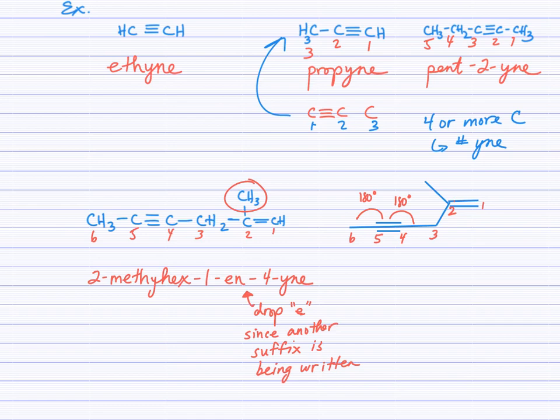Okay, so just to finish numbering this, you can see carbons numbered from the right, 1, 2, 3, 4, 5, 6, and there's the methyl coming off of carbon 2.